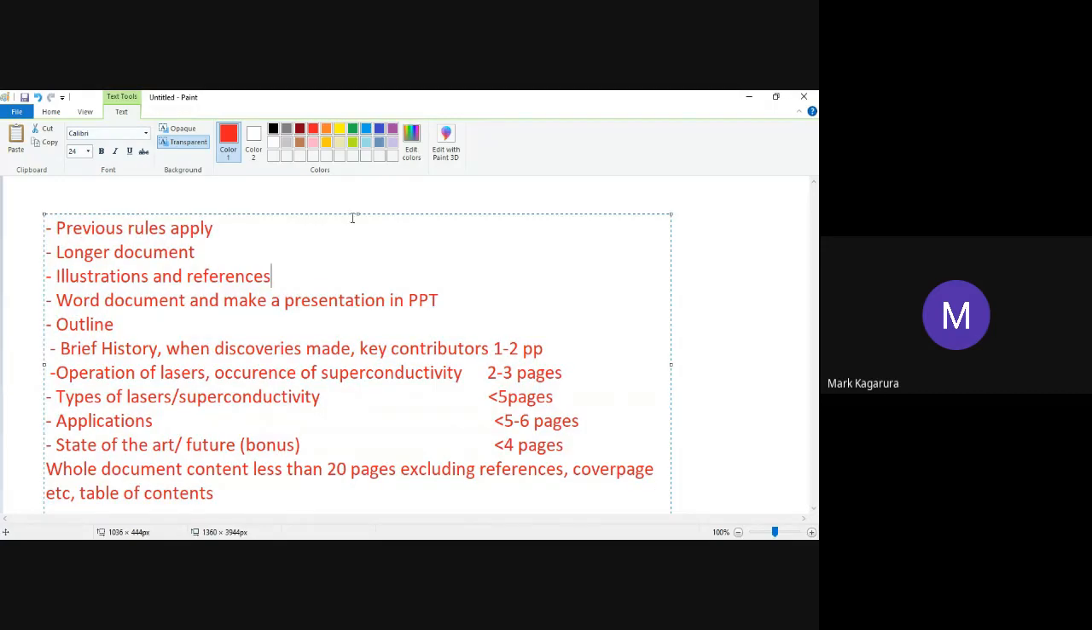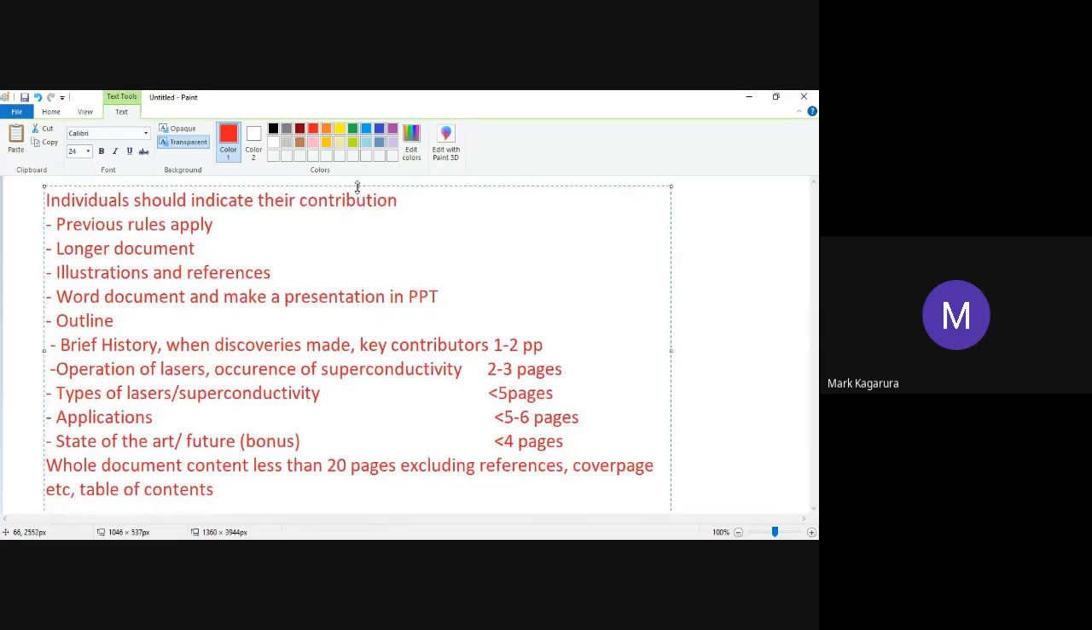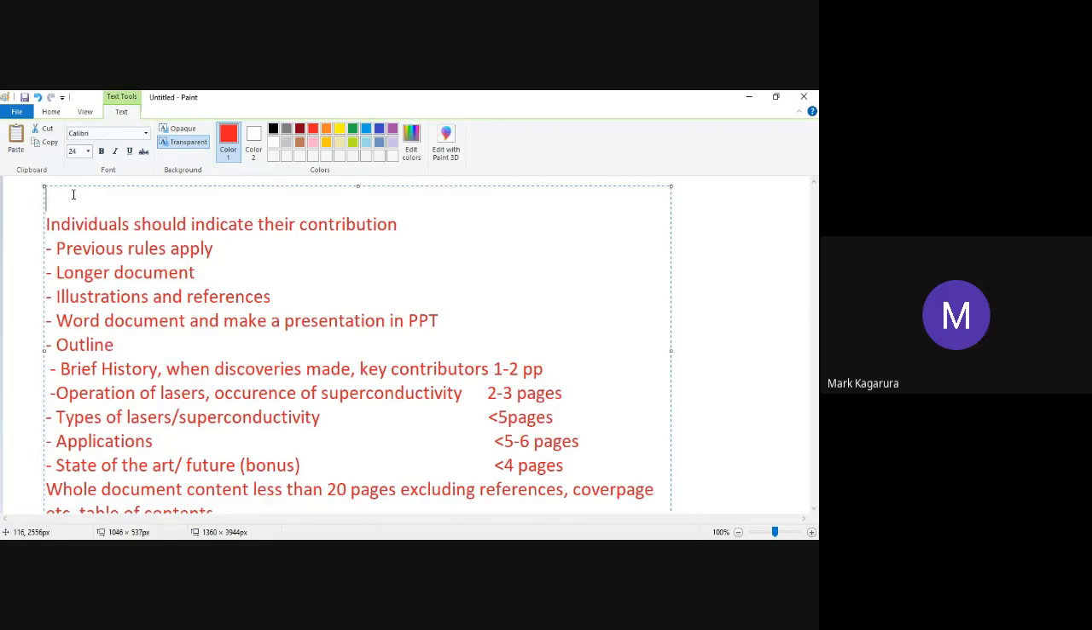Should we put a title here? Lasers and superconductivity assignments.